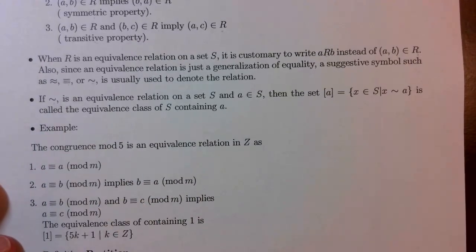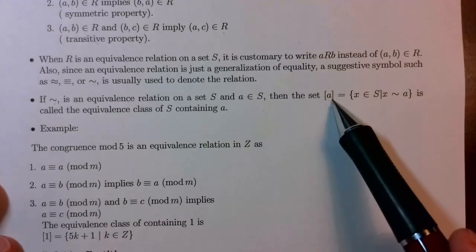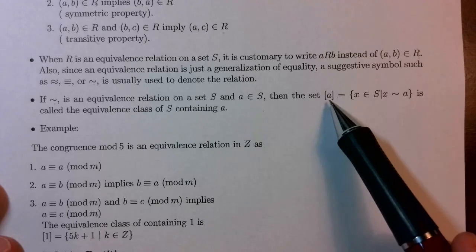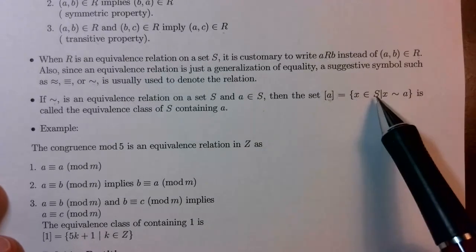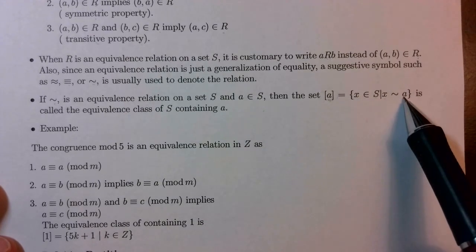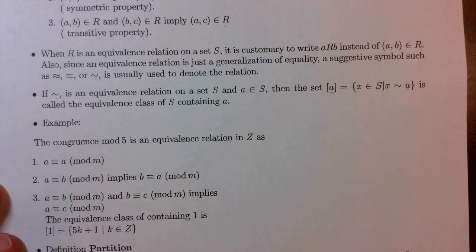If this is an equivalence relation on a set S and A is in S, then the set denoted this way is the set determined by A. The equivalence class determined by A is the set of all X in the set that are in relation with A. So this set is called the equivalence class containing A.